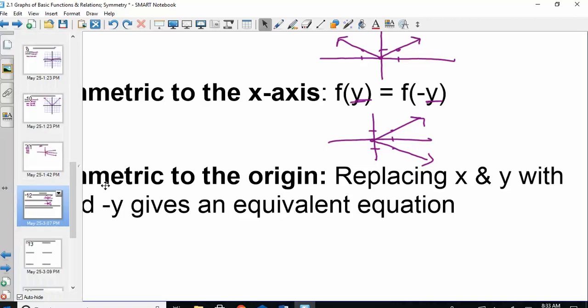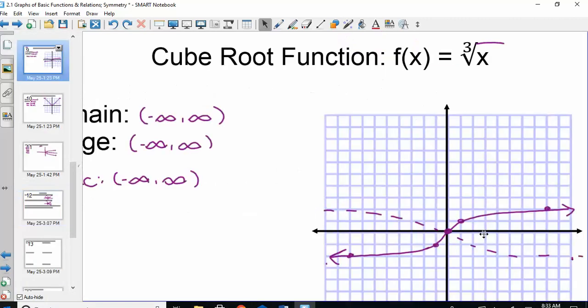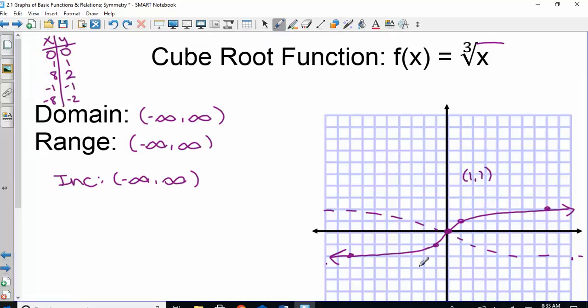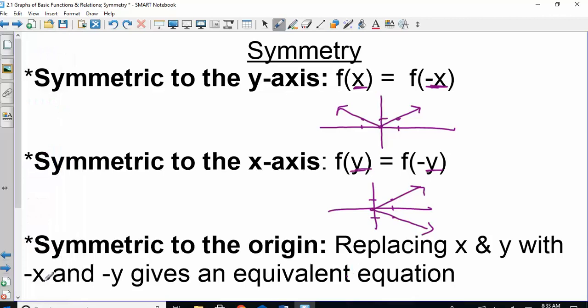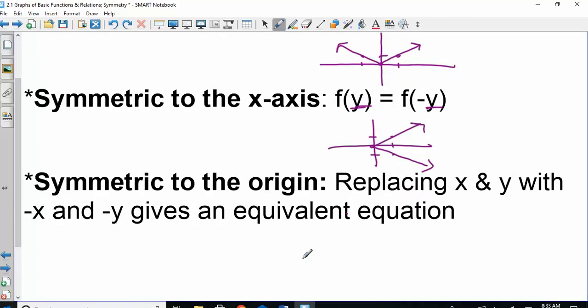When you look at those points, like on the cube root, I had points (1, 1) and (-1, -1). I had (8, 2) and (-8, -2). What did we do to both the x and the y? Switch the sign on both the x and the y. So if it's symmetric to the origin, you have to make your x negative and your y negative to get back to the original function. And so an example of that, like we said, is the cube function.